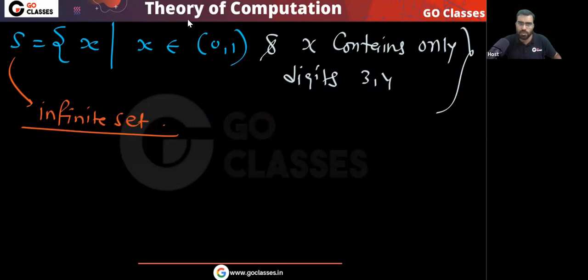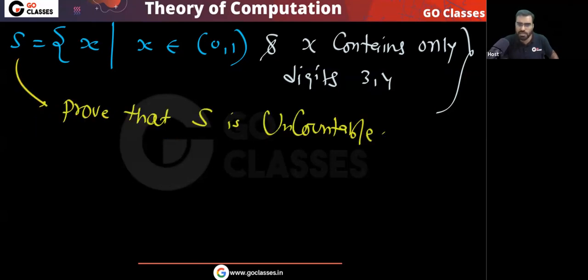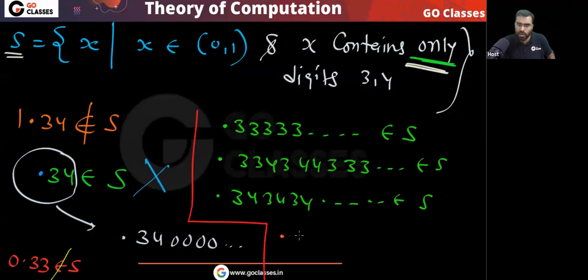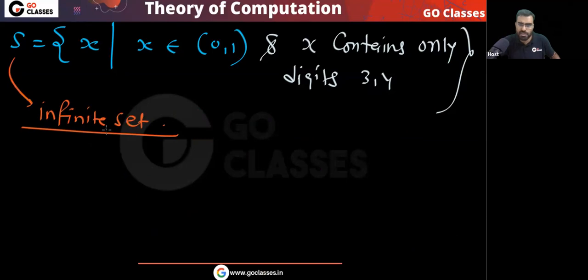You can keep creating. So you can easily notice, you can keep creating. For example, 0.3333443444. You can keep creating, right? This also belongs to S. So you can see, first of all, this is an infinite set.